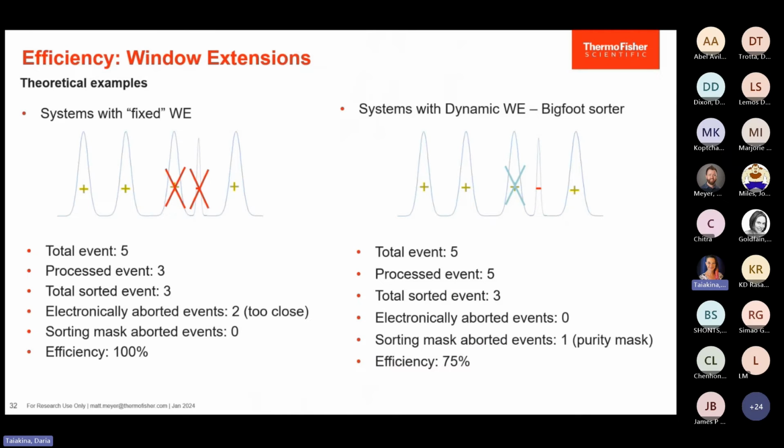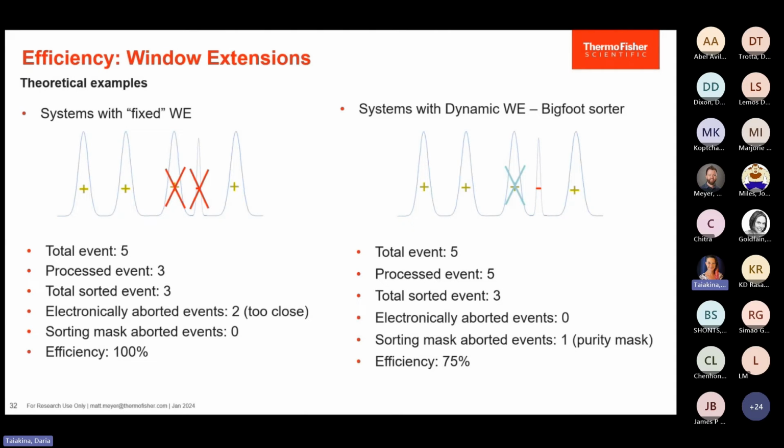So here are the window extensions, theoretical examples of a fixed window extension where it sees 5 total events and only processes 3. This would be representative of some cuvette-based sorters, where it's going to process 3 events, sort 3 events, but it's going to have to abort 2 because they're too close. However, it's going to report 100% efficiency because of the hard aborts.